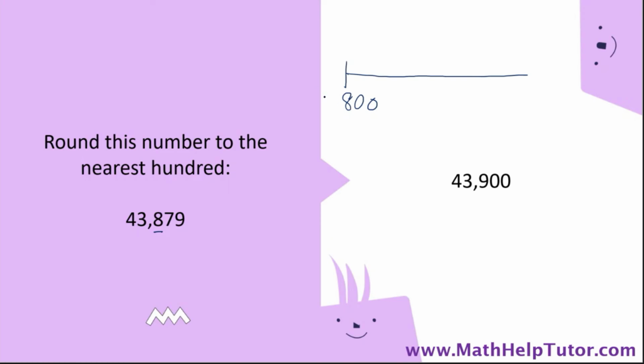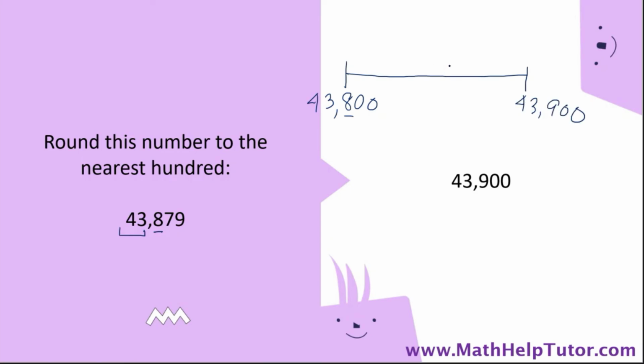So we have to consider the places to the left of the place that we are rounding. So we just copy these places. So we have 43,800. That is the current hundreds place of our number. Now what comes after 8? It's 9. So the next hundreds place of our number is 43,900.